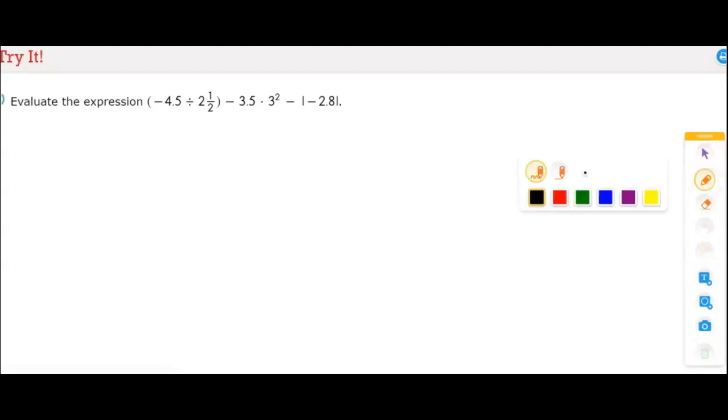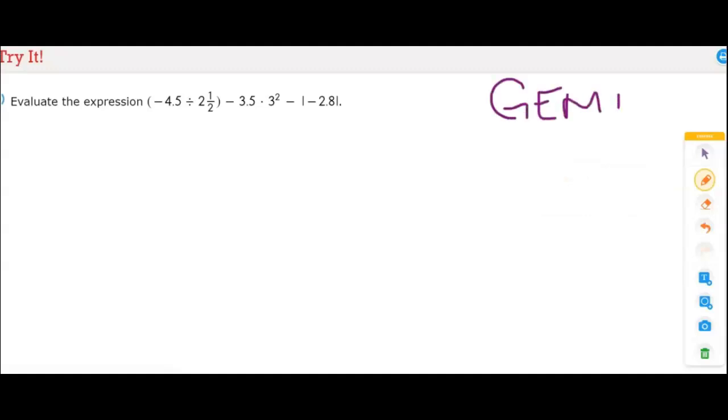Okay, so let's take a look, and we're going to remember we've now changed over to GEMDAS because that includes all grouping now instead of just parentheses. So I'm going to look here at the expression, and I see grouping. I have parentheses and I have absolute value. So I'm going to solve for those groupings, and I'm going to rewrite the expression.